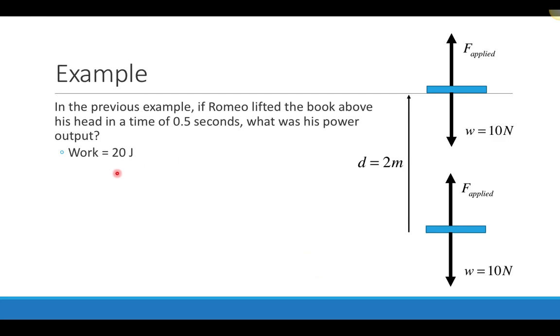So we found previously that the amount of work was 20 joules. And we know the time is 0.5 seconds. So power is the work that's done divided by the time. And so 20 joules over 0.5 seconds is 40 watts. So the amount of power that was produced by Romeo in lifting the book was equivalent to 40 watts.